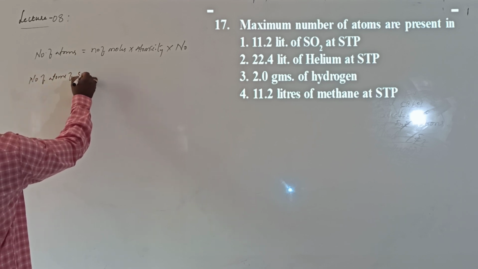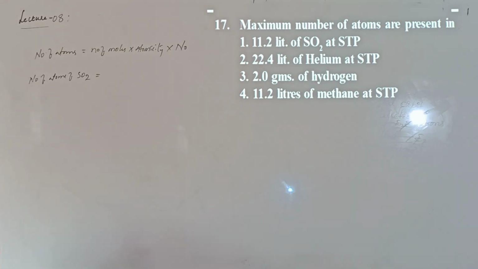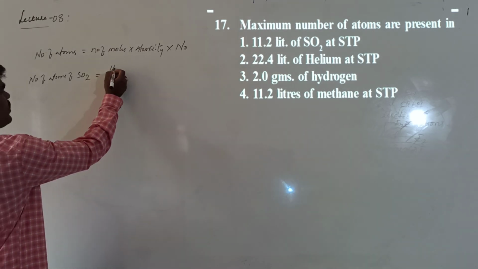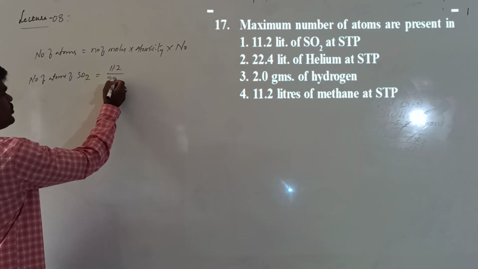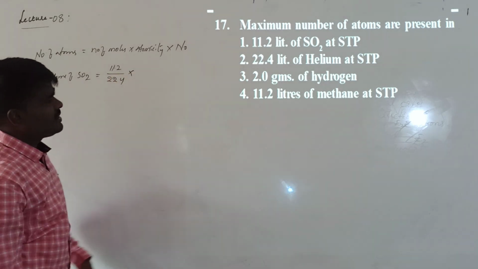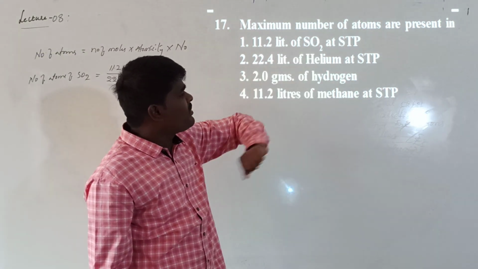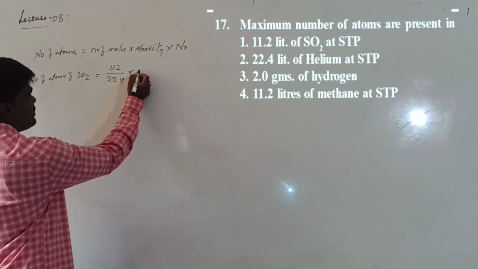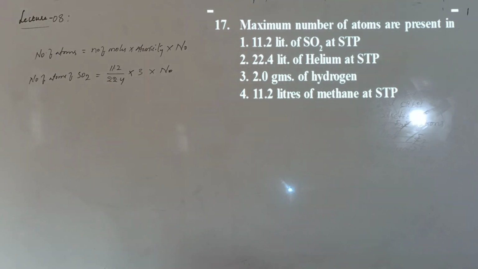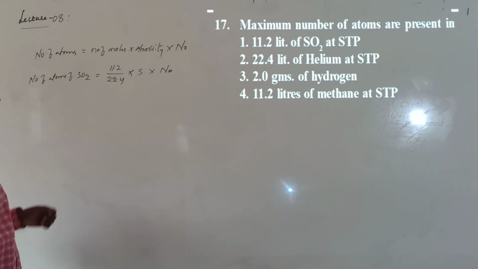So first, the number of atoms of SO2. How to calculate the number of moles? He has given the value in liters. The given value in liters upon 22.4 will give us the number of moles of SO2. And what is atomicity? How many atoms are there? One atom of sulfur and two atoms of oxygen, so 3. And what is Avogadro number? So how much does it come to?